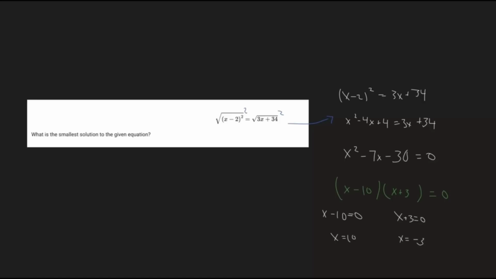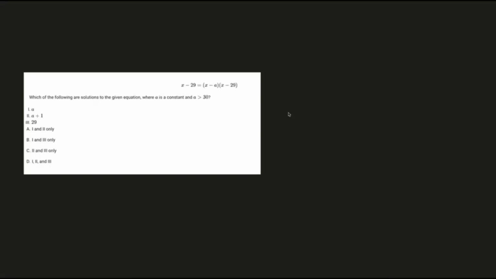It wants the smallest solution to the given equation. We can clearly see that negative 3 is smaller than positive 10, and therefore negative 3 is going to be our answer. Next: the following are solutions to the given equation, where a is a constant and a is greater than 30. All right, so first off, we have three possible answer choices.